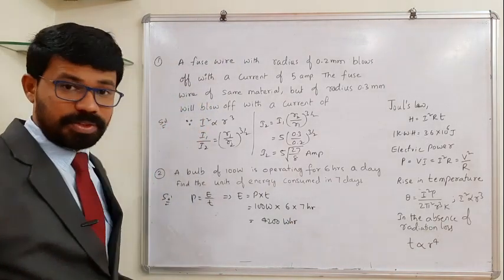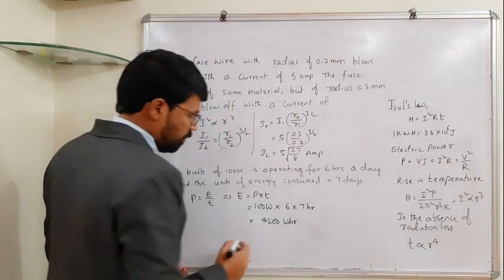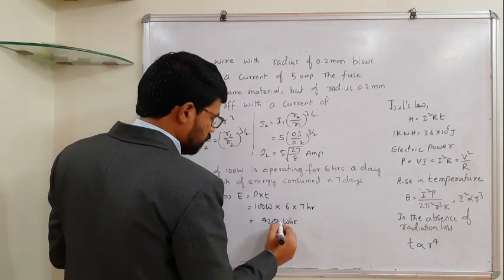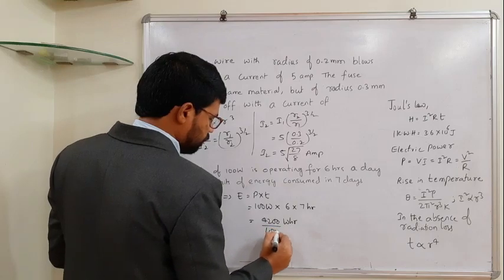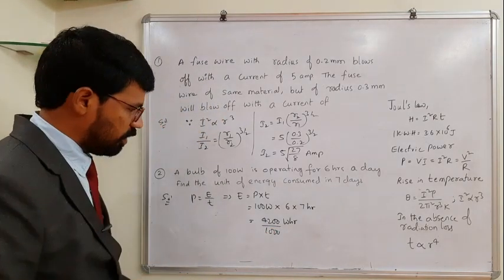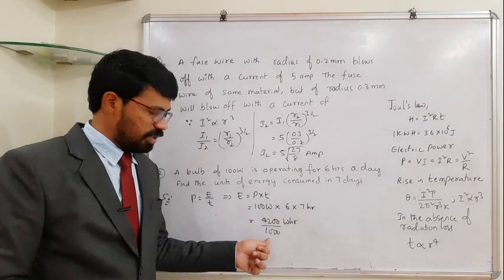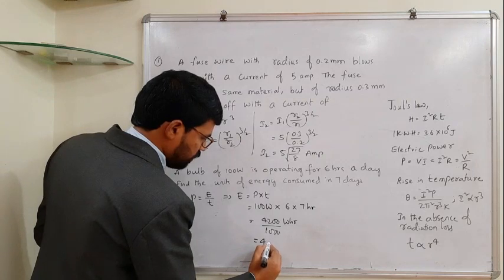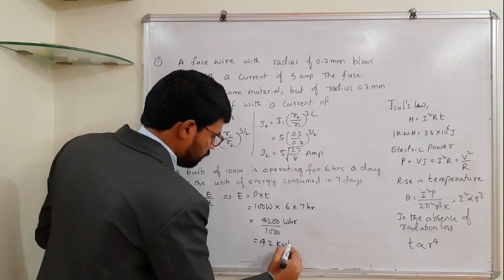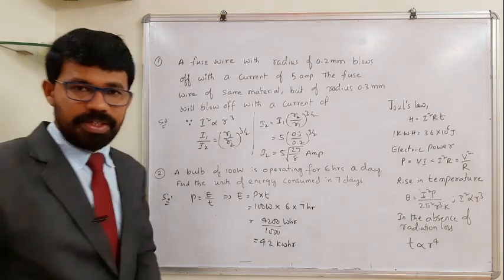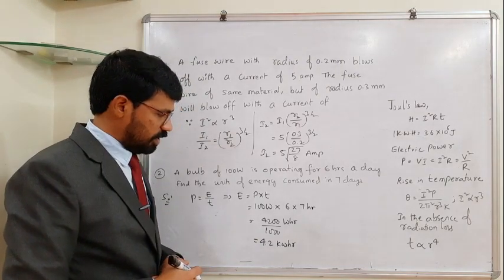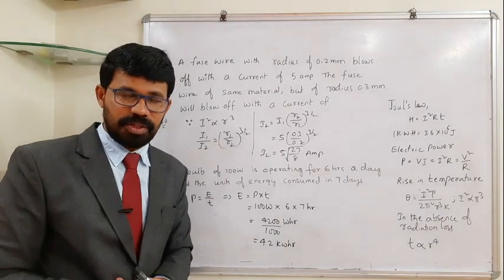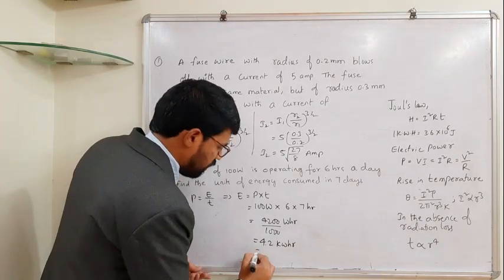And if you wanted to convert this into kilowatt hour, what you have to do? You have to multiply with kilo and divide with kilo. So if you wanted to convert this into kilowatt hour, just divide with 1000. When you divide with 1000, what you will get? 4.2 kilowatt hour. That's how you can handle this. So 4.2 kilowatt hours of energy consumption, or 4.2 units of energy consumption.